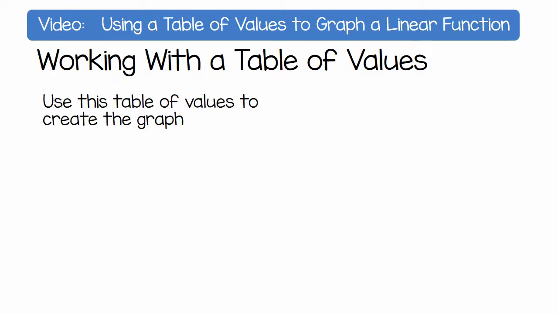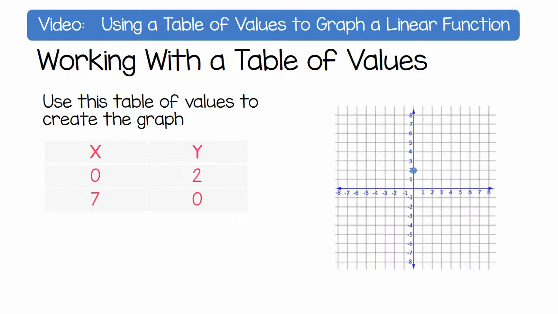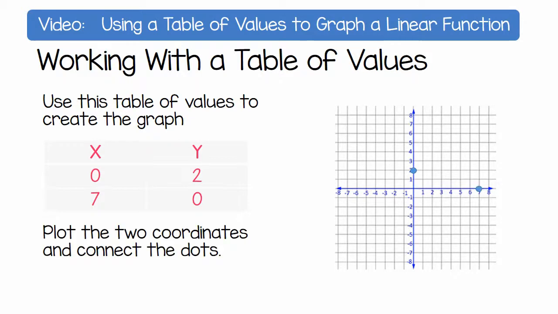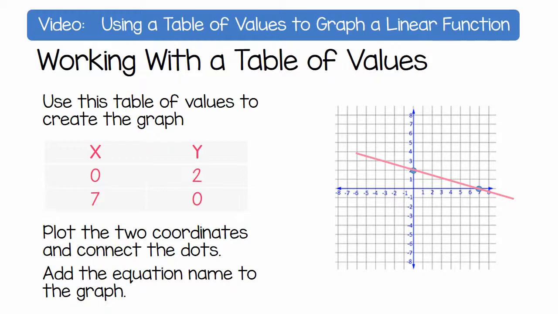Now use the table of values you have made to create the graph. Here is the table of values, x and y. The first coordinate then would become 0, 2, and the second coordinate would become 7, 0. Once you have these two coordinates plotted on the graph, connect the dots. Add the equation name to the graph.